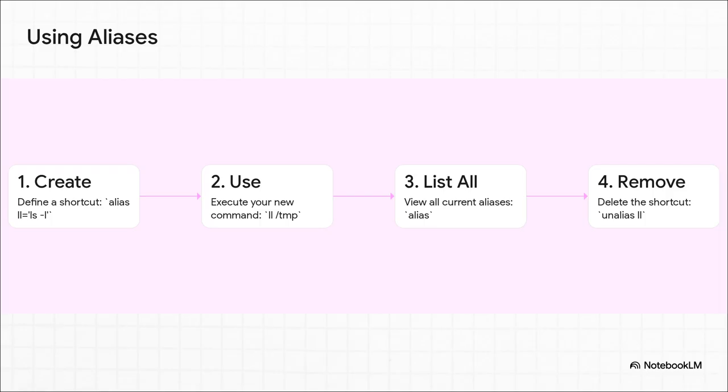Then you just use your new command like any other. If you ever forget what aliases you've set, just type alias by itself to see a full list. And finally, if you want to get rid of one, just use unalias ll.